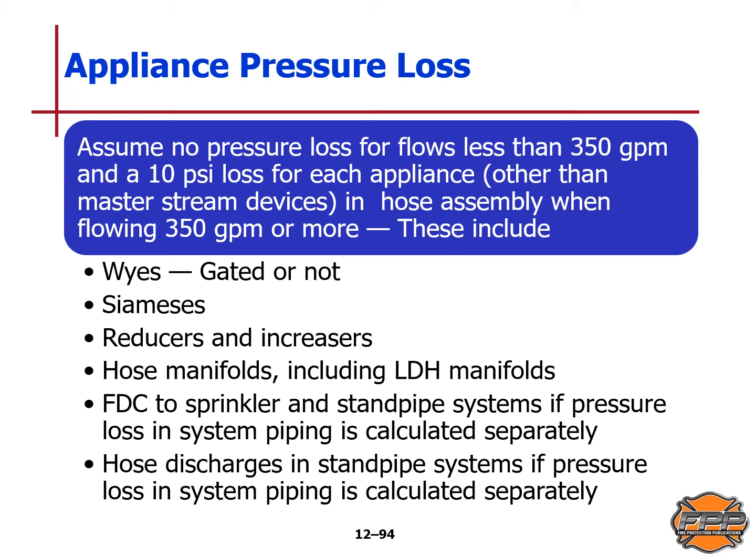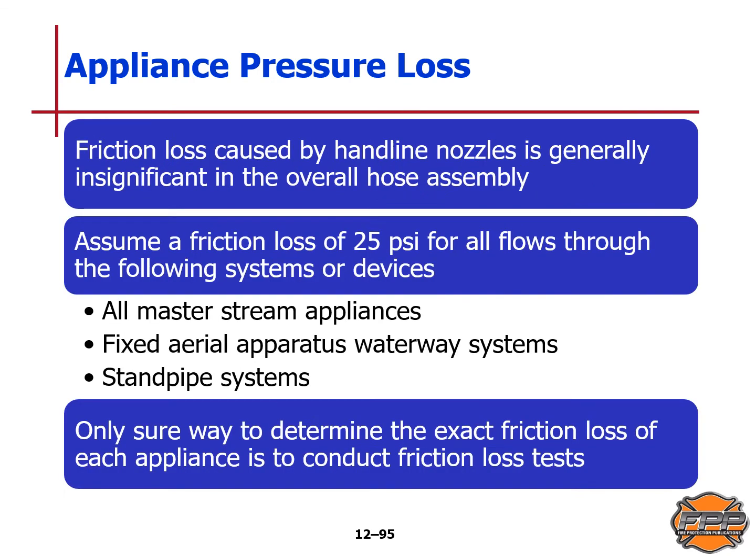These include Ys, gated or not, Siamesed, reducers and increasers, hose manifolds, and including LDH manifolds. The FDC to sprinkler and standpipe systems if pressure loss in the system piping is calculated separately. The hose discharges in standpipe systems if pressure loss in system piping is calculated separately. Friction loss caused by handline nozzles is generally insignificant in the overall hose assembly.